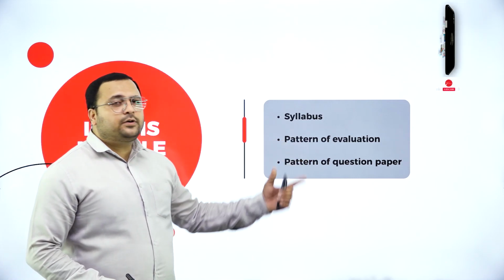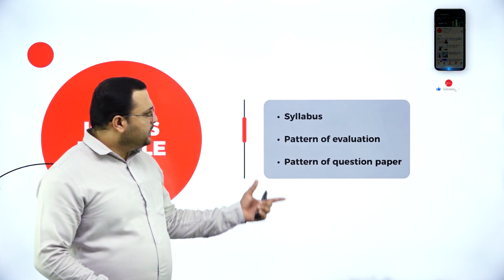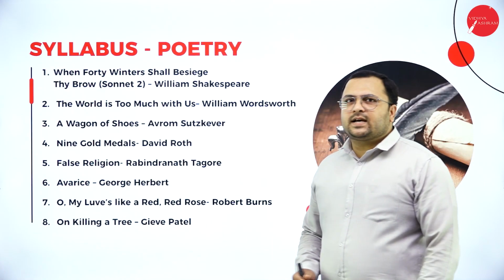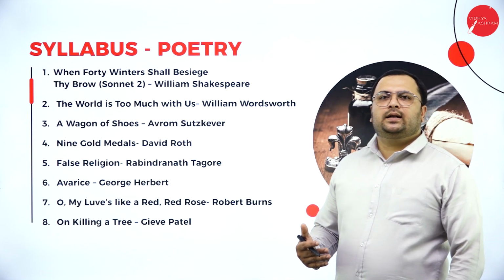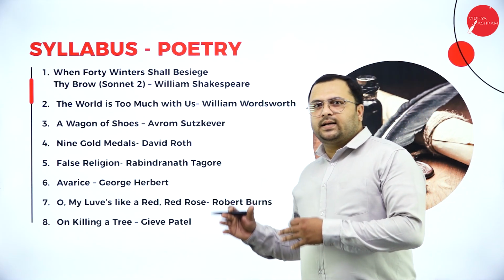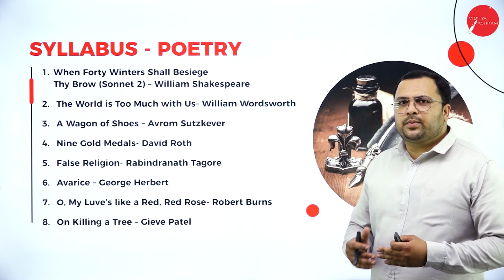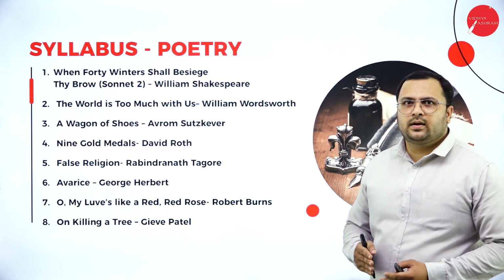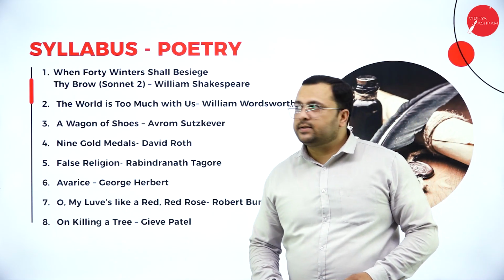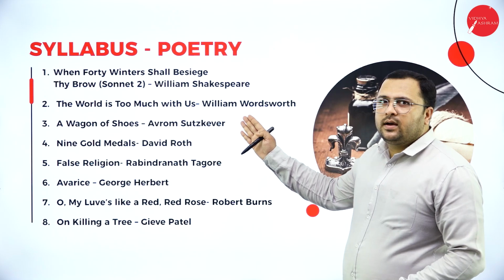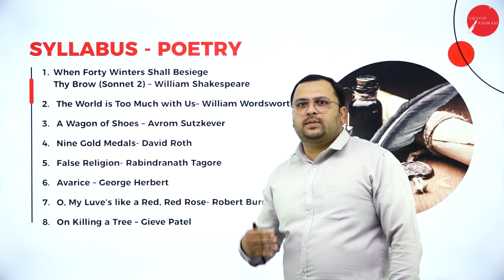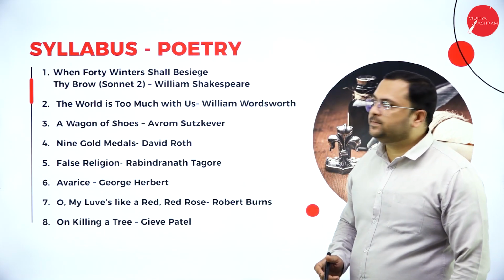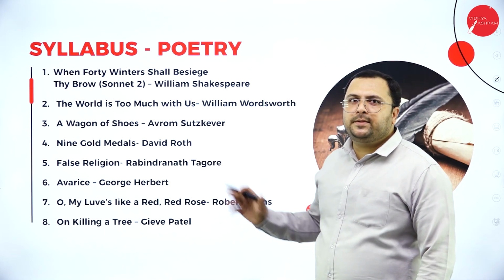We will look at the pattern of evaluation, how it is done, then the pattern of the question paper for the semester examination. The syllabus consists of poetry, prose and grammar contents. These are designed to help students improve their LSRW skills: listening, speaking, reading and writing skills. So this will teach us how to listen to the poetry, how to understand it and to appreciate the poetic quality. In this poetry part, you have 8 poems.